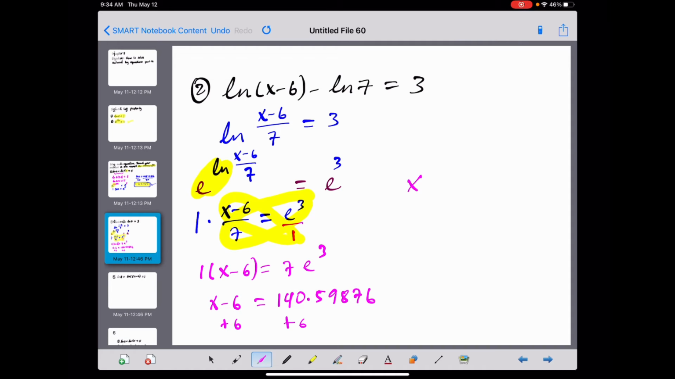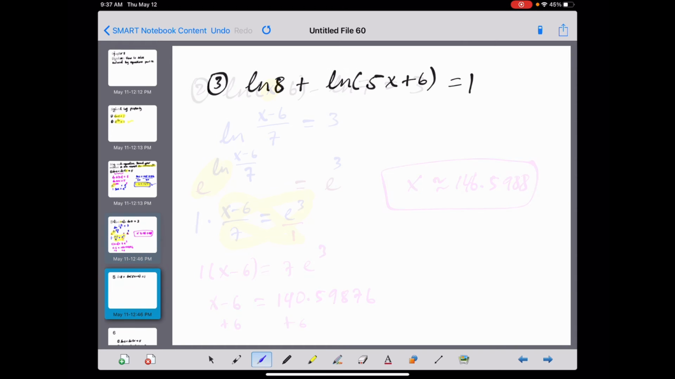So our answer comes out approximately 146.5988. And just like the previous problem, we're going to do a mental math check, okay? So this is 146.5988. And if we were to plug it into x right here and check, it gives us a positive answer. So that means this answer is safe, okay?